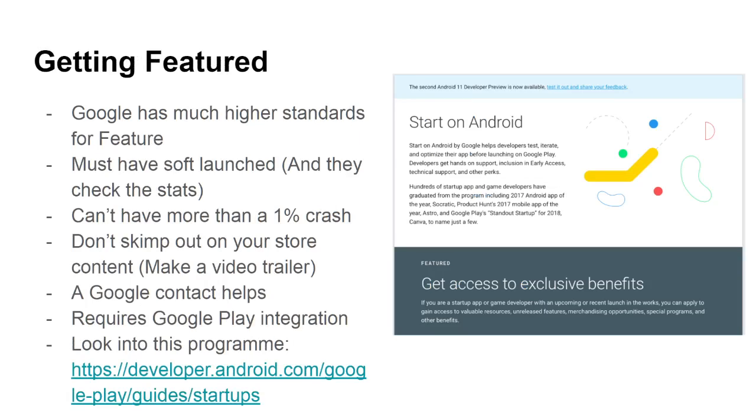So as part of the feature process for Google, as I said, there is a much higher standard requirement. As I mentioned before, you've got to have soft launched. You can't have a high crash rate. As I mentioned as well, make sure you build a trailer because it makes a pretty substantial difference to engagement.